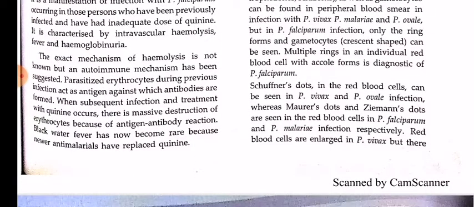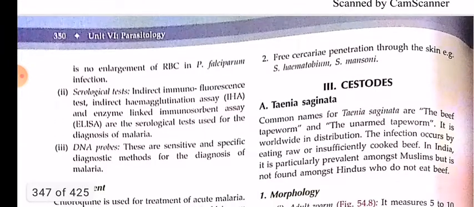Schüffner's dots in the red blood cells can be seen in P. vivax and P. ovale infection, whereas Maurer's dots and Ziemann's dots are seen in the red blood cells with P. falciparum and P. malariae infection, respectively. Red blood cells are enlarged in P. vivax, but there is no enlargement of RBC in P. falciparum infection.